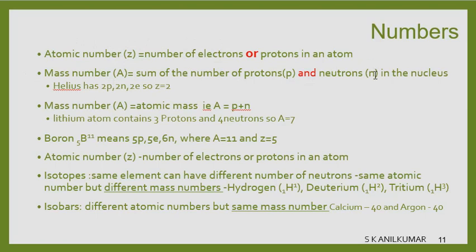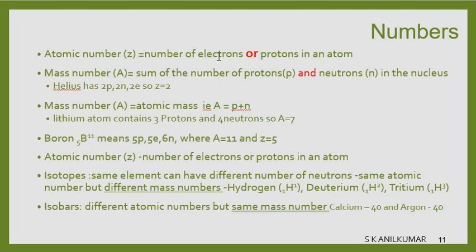What is mass number? Number of proton and neutron. Proton plus neutron together is the mass number. That is the number of subatomic particles in the nucleus. So helium has 2p, 2n, 2e. 2 proton, 2 neutron means mass number is 4. Number of protons and neutrons in the nucleus, right?